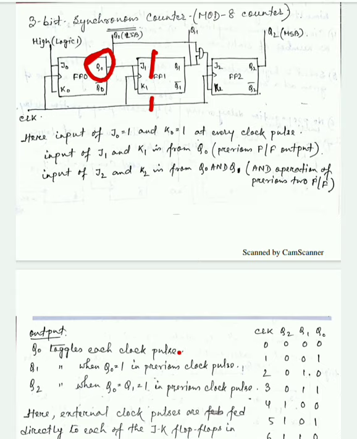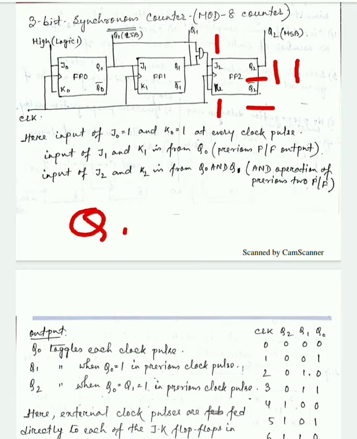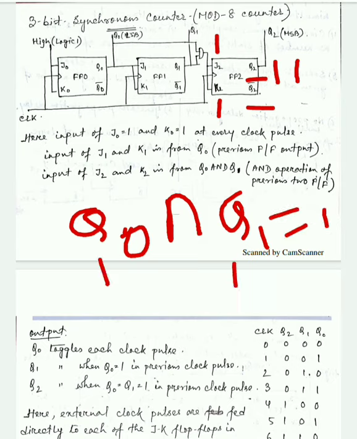Okay, and for the third flip-flop, Q2 toggles. Toggles means it changes its value from 0 to 1 and vice versa, when J2 and K2 are 1, that is, when the output of the AND gate is 1. We know that an AND gate gives 1 when both inputs are 1. What are the inputs of the AND gate? We get Q0 and Q1, so the output is 1 whenever Q0 is 1 and Q1 is 1.